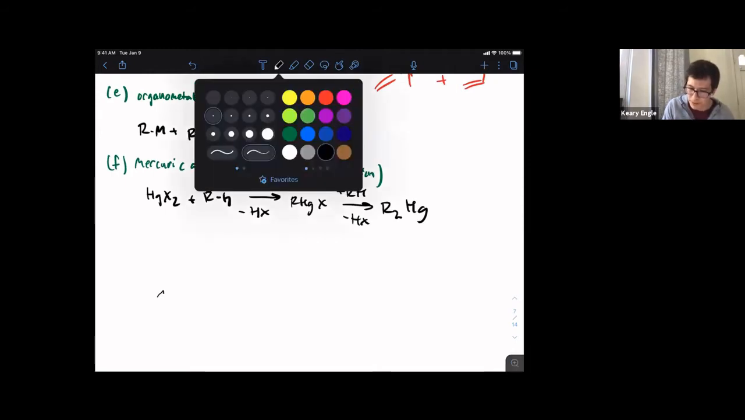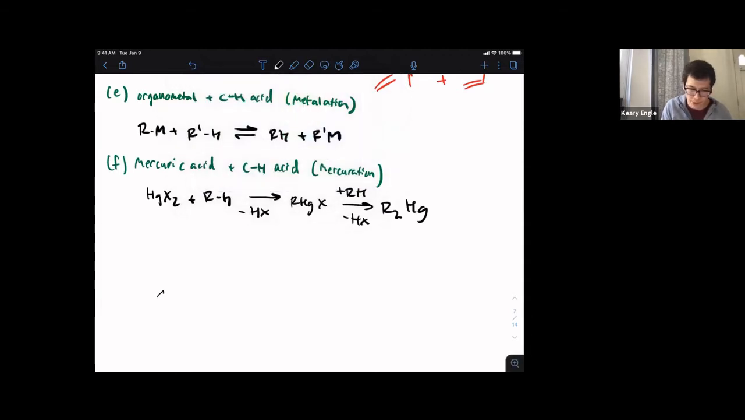So let me just add a couple bullet points from my note sheet here before moving on. This organometallic plus CH acid approach requires alkali metal species, and the site selectivity is controlled by the kinetic CH acidity.